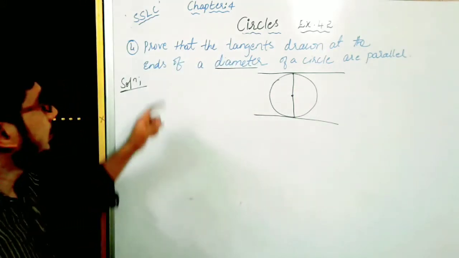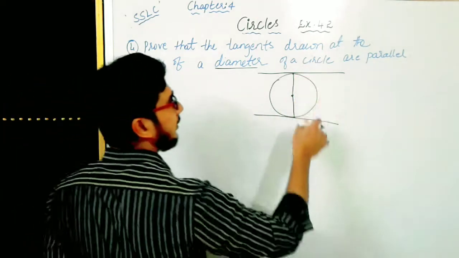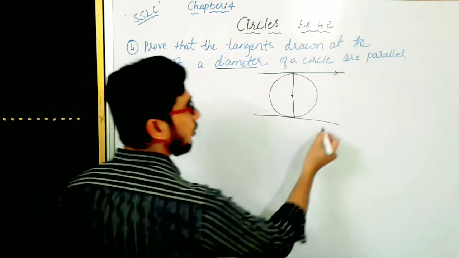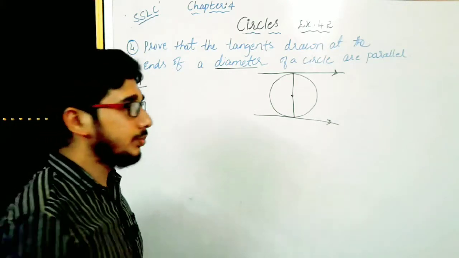Okay, prove that the tangents drawn at the ends of the diameter of a circle are parallel. These two are parallel, we have to prove. It is not given that they are parallel, we have to prove it.